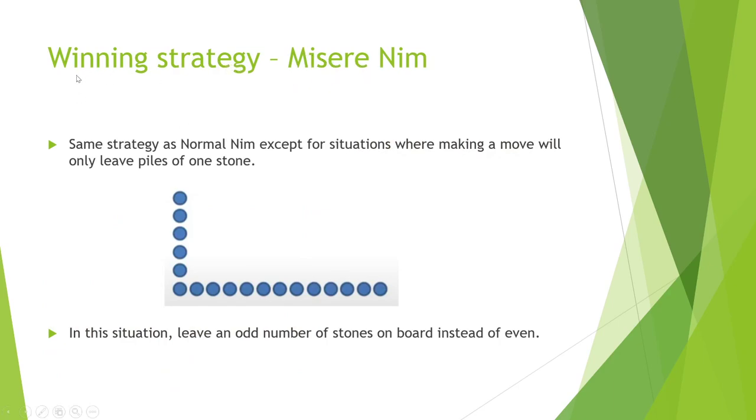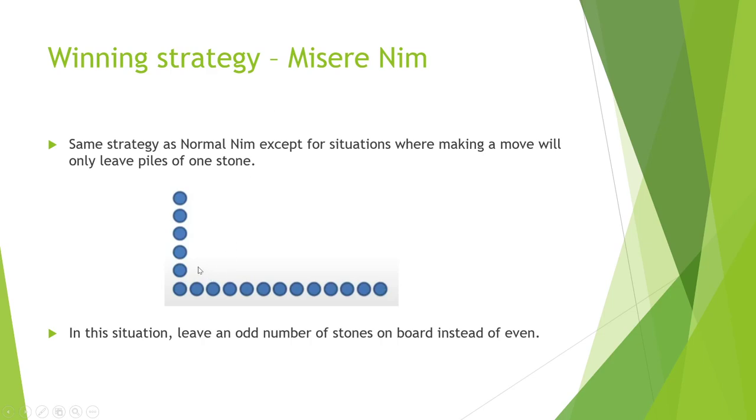For misery version of nim, the winning strategy is slightly different. The strategy is similar to normal nim, except for the situation where making a move will only leave piles of 1 stone. So if we look at this position here, all the other piles have only 1 stone, except for this last large pile. What will be the winning move here in this situation?